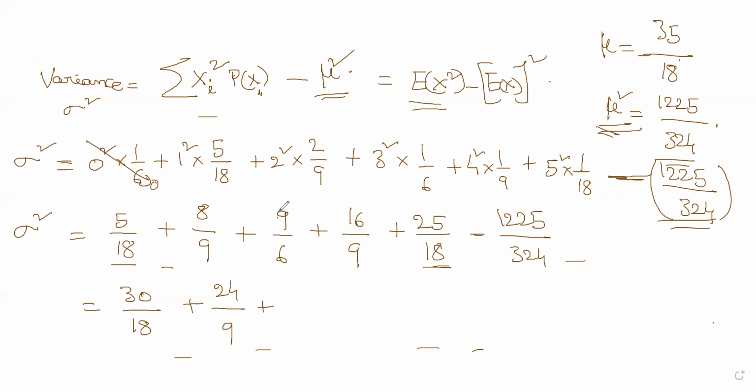9 by 6, can we do something here? 3 3s are 9 and 3 2s are 6. So let's keep it as 3 by 2. No issues on that. Minus 1225 by 324. Okay, keep it.